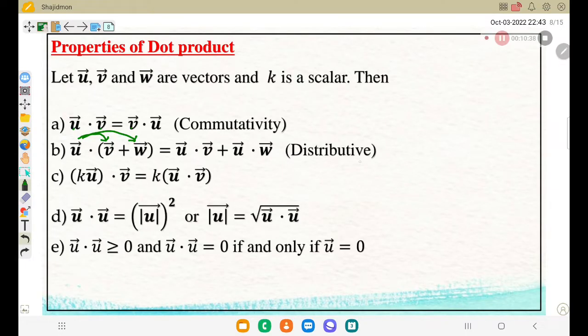This is what we are calling distributive. Now k(u dot v) means k we are writing out just this gives the dot product only for vectors u dot v. And next one, u dot u means one vector with the same vector. Dot product means the same as absolute u to the power 2, or absolute u means root of u dot u. Now u dot u is greater than or equal to 0, and u dot u equals 0 if and only if vector u equals 0. This is just for your reading, these properties of dot product.